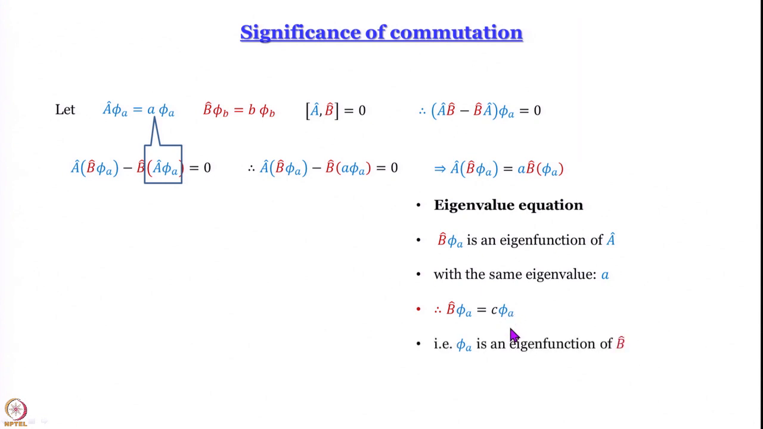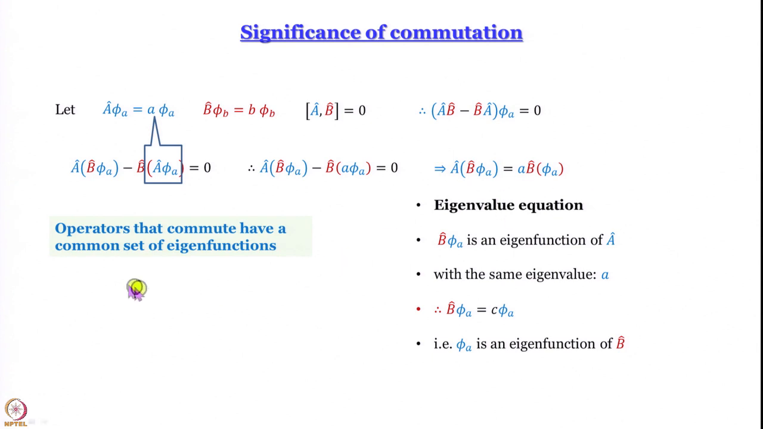So, what are we saying here? We are saying that phi A, which is an eigenfunction of A hat, is also an eigenfunction of B hat. Herein lies the significance of commutation. Phi A is an eigenfunction of B hat if A hat and B hat commute. Okay? So, this is one of the golden rules of quantum mechanics. Operators that commute have a common set of eigenfunctions. Okay? Please make sure you understand this before going further.